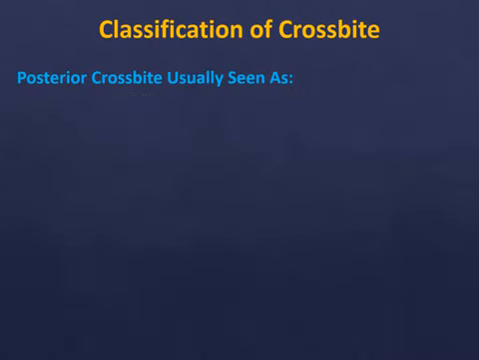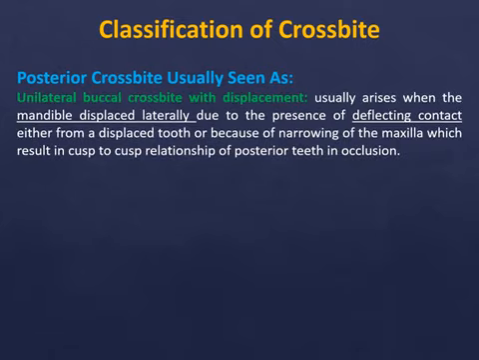Posterior crossbite can usually be seen as unilateral buccal crossbite with displacement. It usually arises when the mandibular displacement laterally happens due to presence of deflecting contact, either from the displaced tooth or because of the narrowing of the maxillary arch, which results in cusp-to-cusp relationship of the posterior teeth in occlusion. So due to this premature contact, the mandible is shifted laterally in order to achieve maximum intercuspation, and this leads to development of unilateral crossbite with displacement.